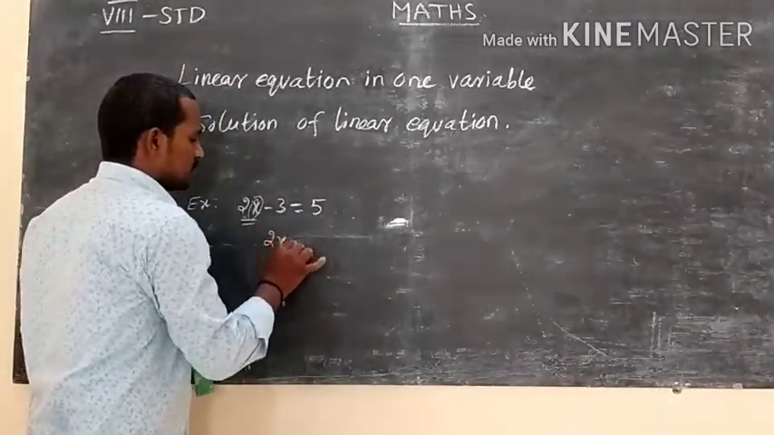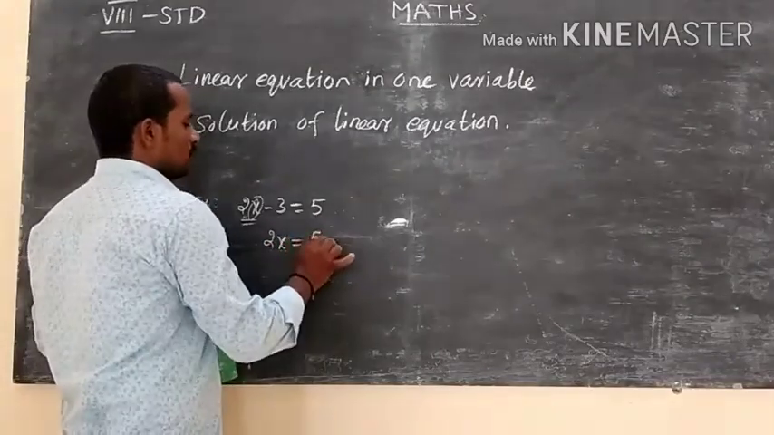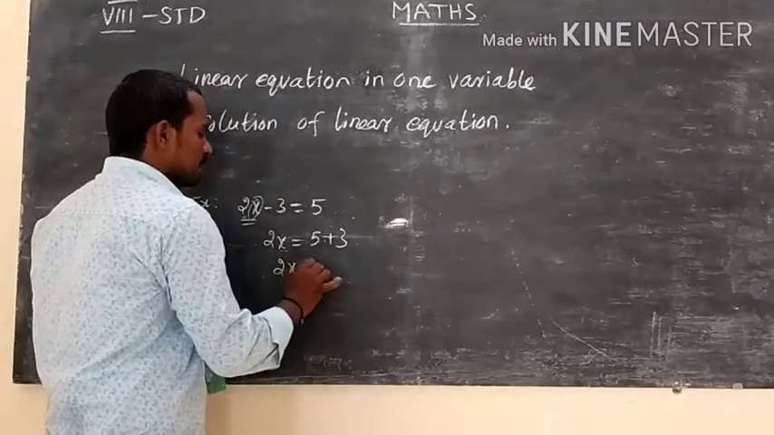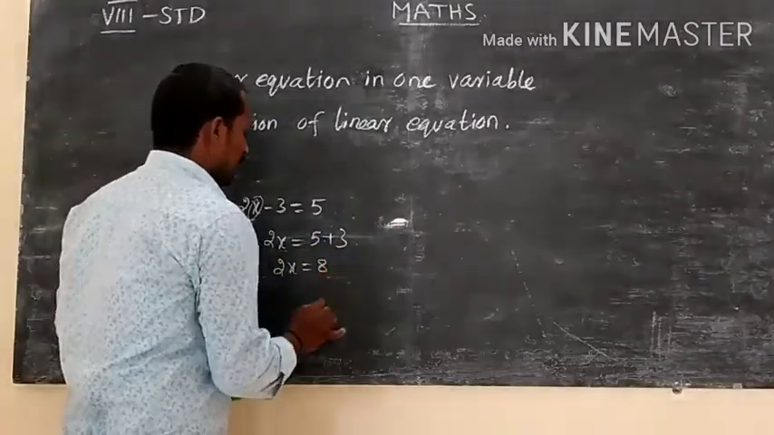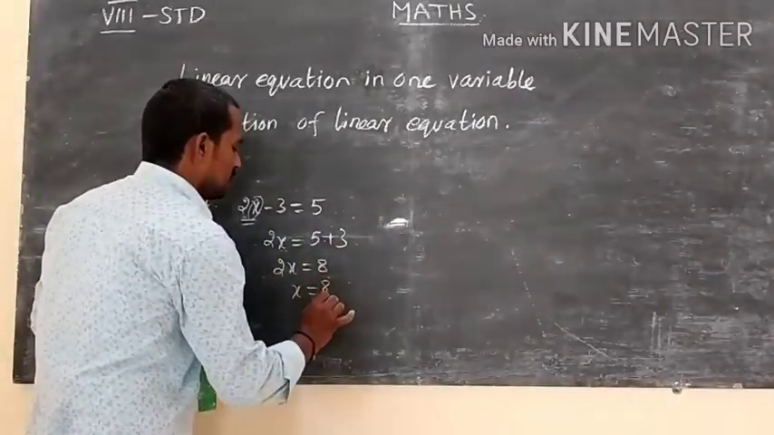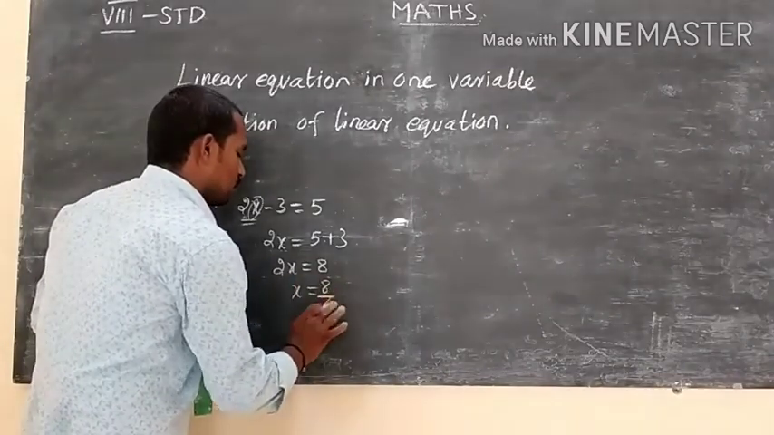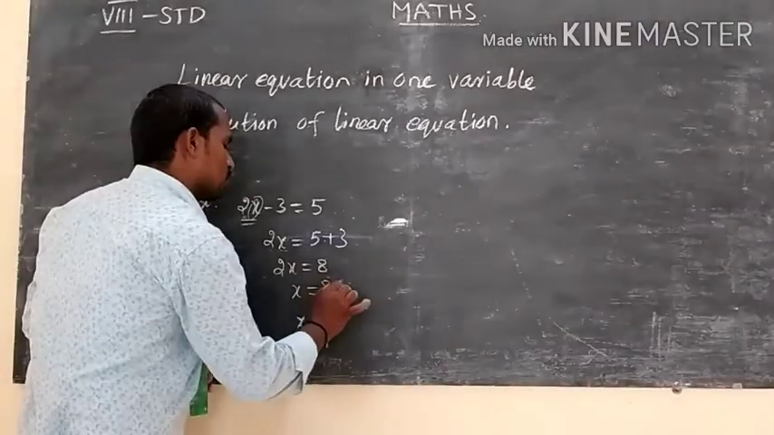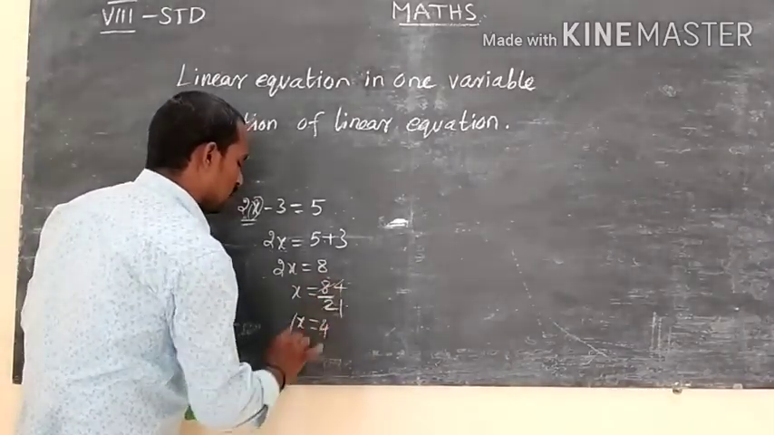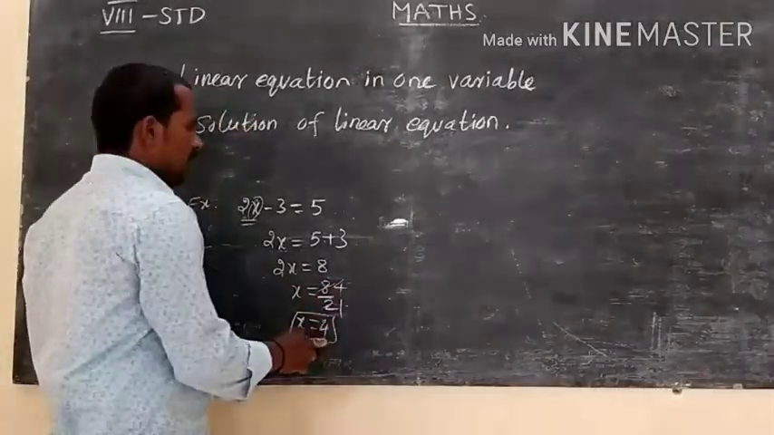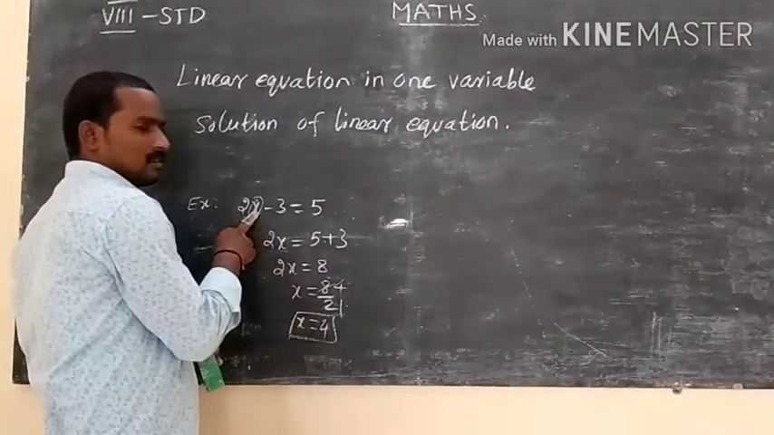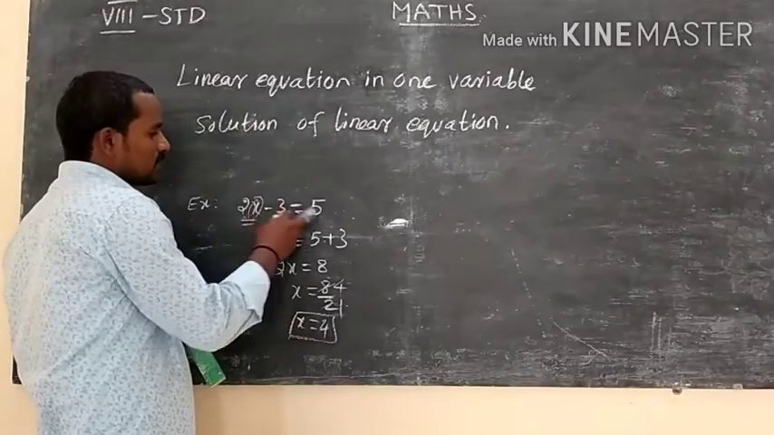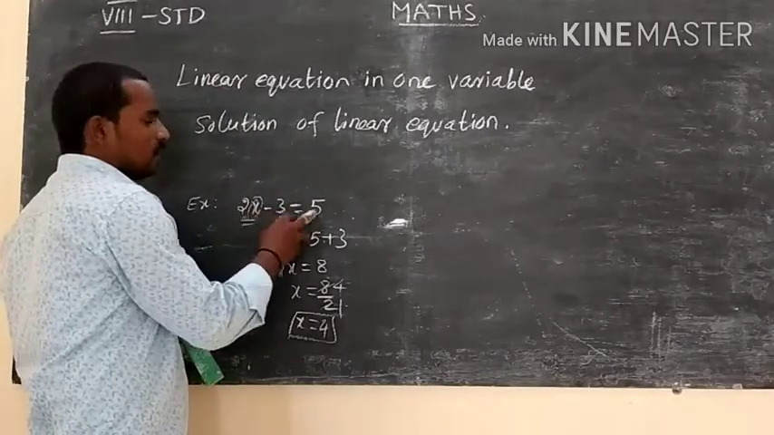2x equals 5. Making the transposition, we get plus 3. Then 2x equals 5 plus 3, which is 8. So x equals 8 divided by 2. 2 fours are 8, so x equals 4. The value replaced in the equation makes the two sides of the equation equal.